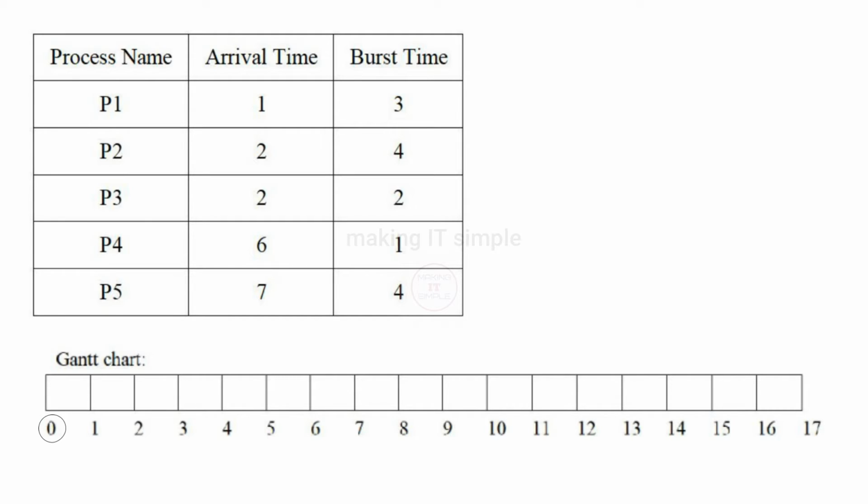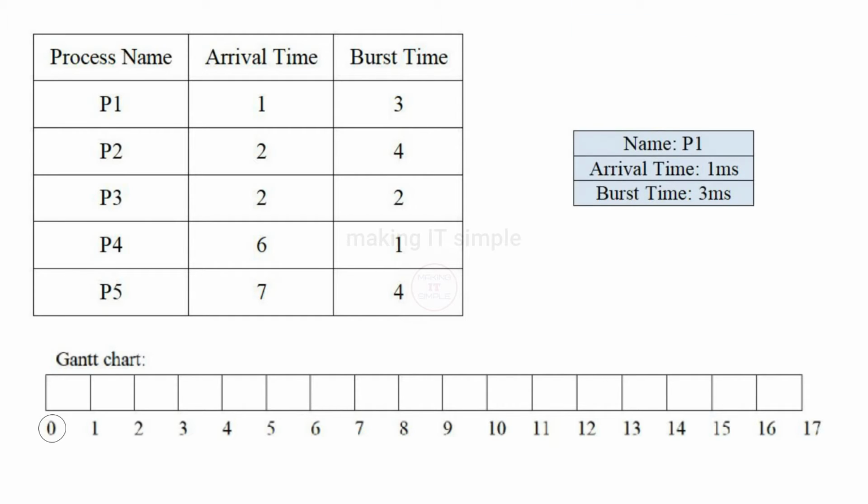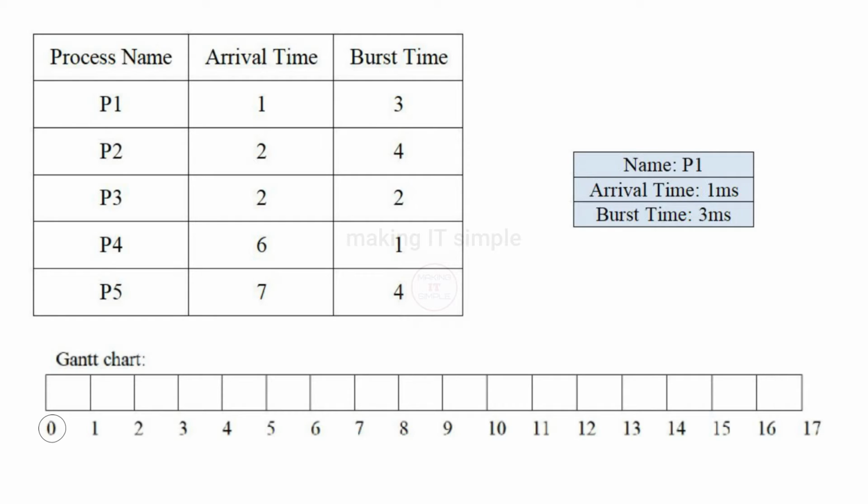Which processes have arrived at 0 ms? None. So CPU remains idle from 0 ms to 1 ms. At 1 ms, have any processes arrived? Just one, that is P1. It arrived at 1 ms. Now as there is only one process, it will get scheduled right away. Its burst time is 3 ms, so it will execute from 1 ms to 4 ms.